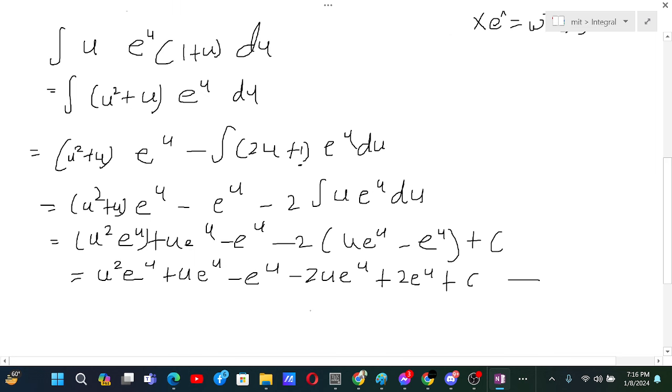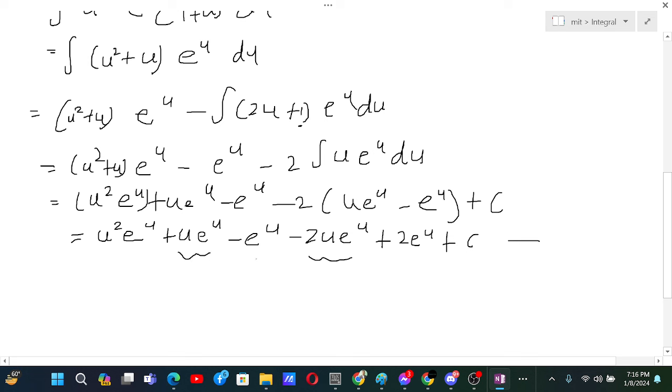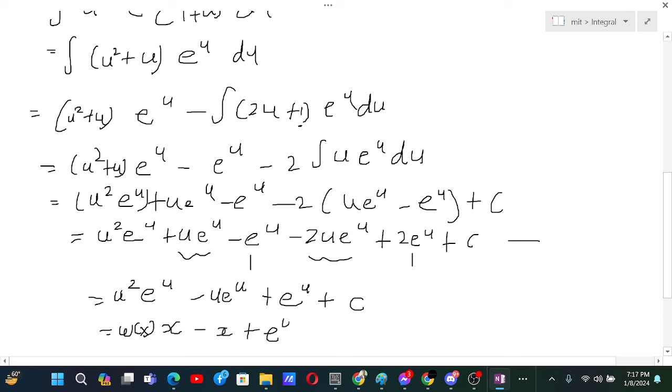So basically, these are like terms, and these are like terms. So we'll have u squared e to the power u, minus u e to the power u, and then plus e to the power u. Now, u is Lambert W of x, and u e to the power u is just x, minus u e to the power u is just x, plus e to the power u is e to the power Lambert W of x, plus c. So this is the answer.